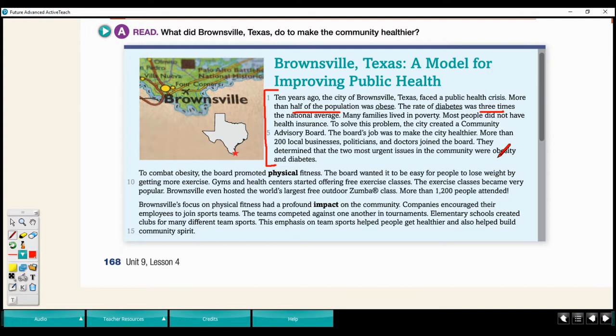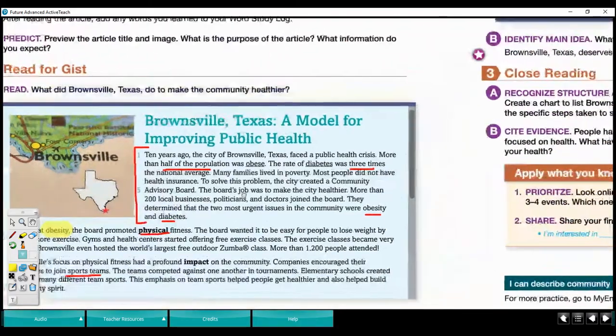And so here, the urgent issues in the community were obesity and diabetes. In block organization, the author will first discuss all issues related to how the community dealt with obesity. And those issues were first to increase physical fitness, and then to create sports teams, both related to obesity.